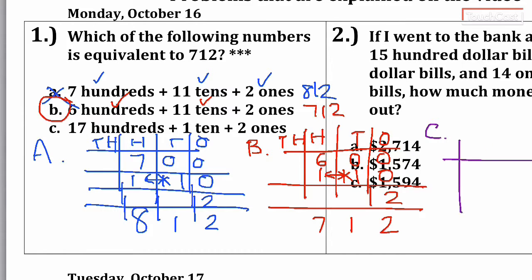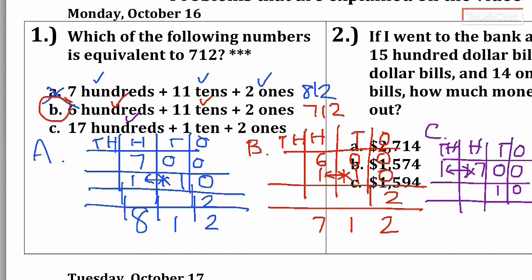C. Thousands, hundreds, tens, and ones again. I have 17 hundreds. I'm going to kick out my 1 to the thousands place. Everything else becomes a 0. 17 hundreds is the same thing as 1700. I have 1 ten. I have 2 ones. Once again, self-explanatory.